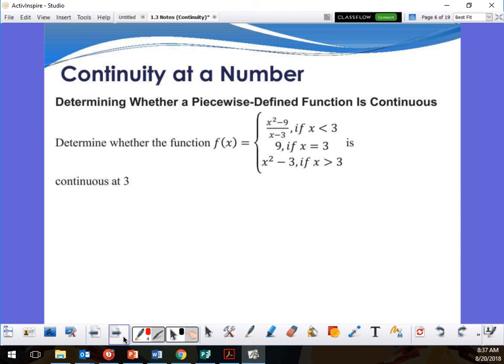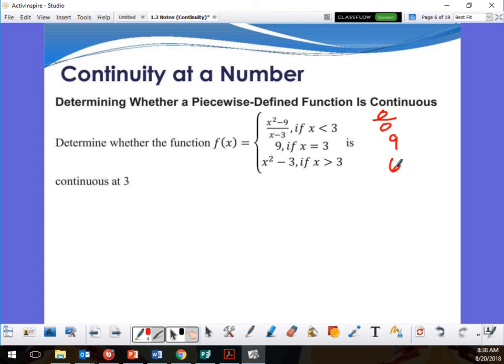So 0 over 0. I don't really like that one, right? Okay, so now when x is equal to 3, I get 9. There's no function, it's just basically a constant, right? It's just going to be 9. And when x is greater than 3, what do we get? You get 6. Okay, so it's going to be 6.